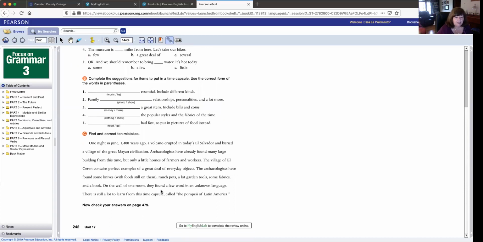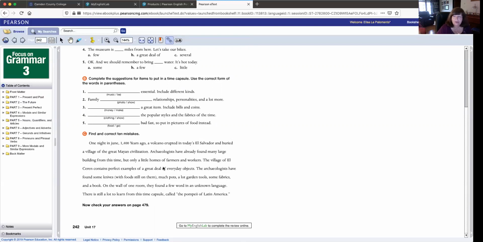And here in the third part of this page, we have an exercise, which is a paragraph. You have to find and correct 10 mistakes. One night in June. Well, this should be easy enough because June is a proper noun. So this should be a capital letter, the J. One night in June, capital letter, 1400 years ago. Years is a common noun that should not be a capital letter. A volcano erupted in today's El Salvador and buried a village of the great Mayan civilization. Okay, so everything else there is okay. We found 2 mistakes. You have to find 8 more.